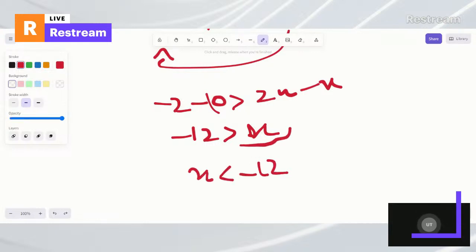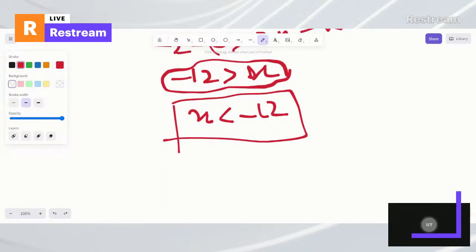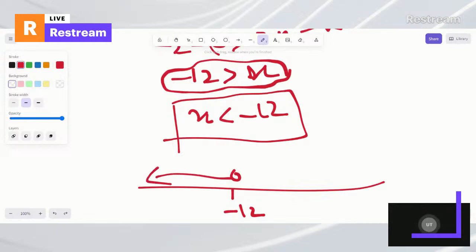So these two things can be written interchangeably. Negative 12 is greater than x can be written as x is less than negative 12. So all those values which are less than negative 12 are going to be included in this. So that's how you simplify the questions.